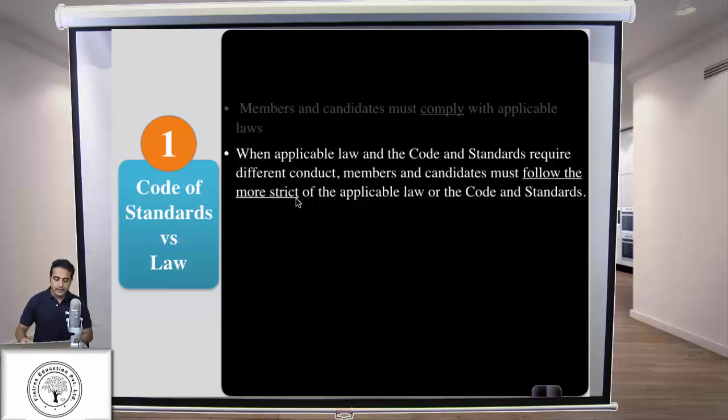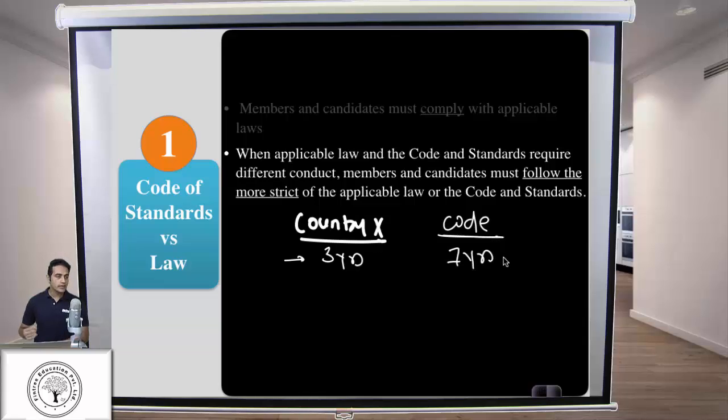It means, let us say you are staying in a country X. What country X says is that if you're in an investment advisory business, recommending clients to buy and sell certain securities, then you should maintain books of account and records with the clients, let us say for 3 years. However, the CFA Institute Code of Standards requires you to maintain books of account for 7 years. Out of these two, which one is more strict? 7 years. So then we will follow 7 years.